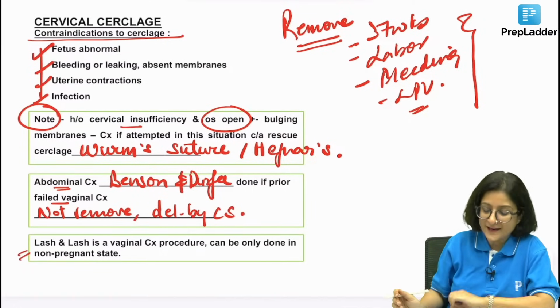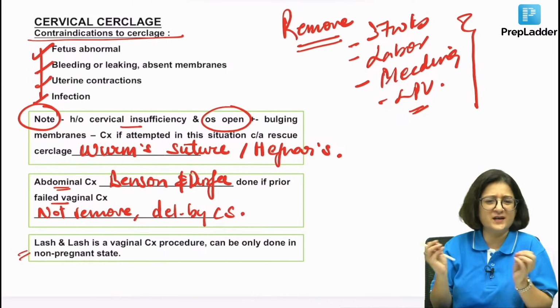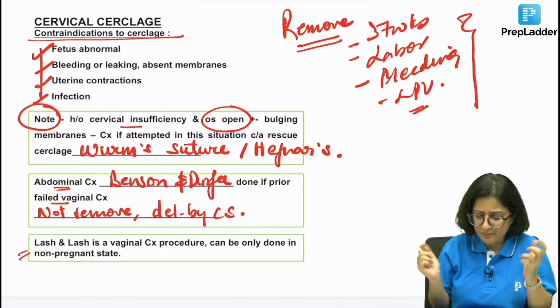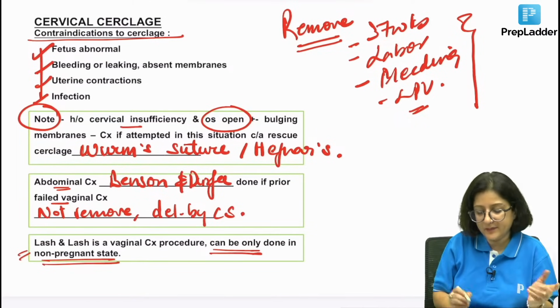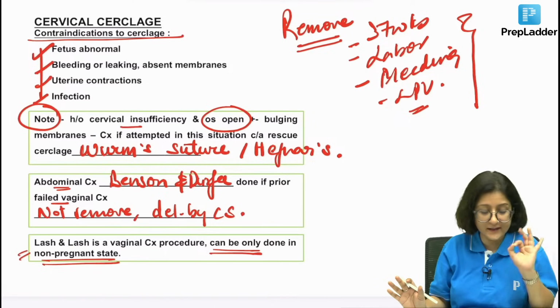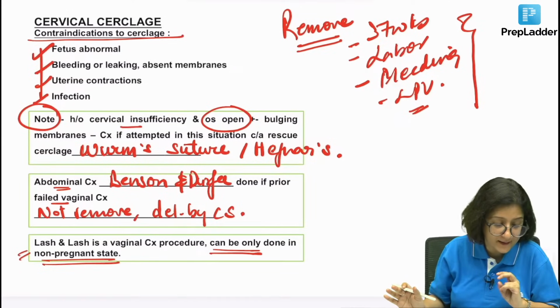Now, Lash and Lash is a vaginal cerclage procedure. This question has been asked only once, but it is the only cerclage that can be done in non-pregnant. It is the cerclage that can be done only in the non-pregnant state.